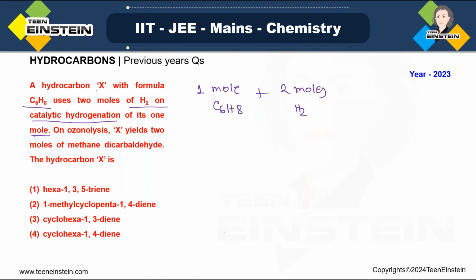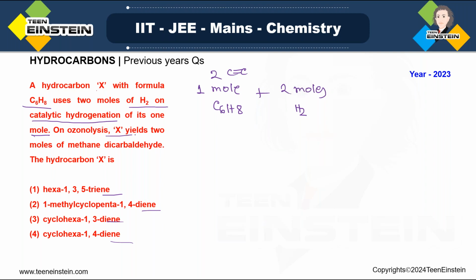Okay. Now, is it a double bond or a triple bond? Look at the options. Only "ene" is mentioned. There is no "yne". That means we just have to deal with double bonds. So this is the ratio. It means what? There must be two double bonds. Two C=C double bonds must be there. That is the reason you need 2 moles of H2. So this is the first information.